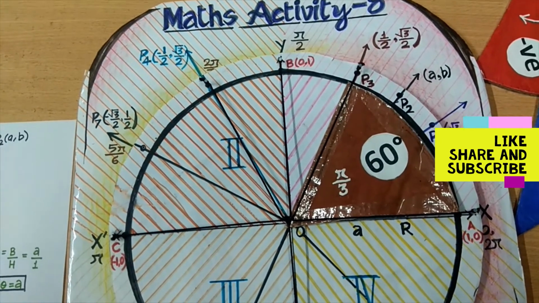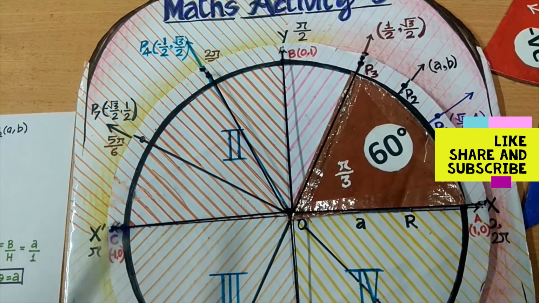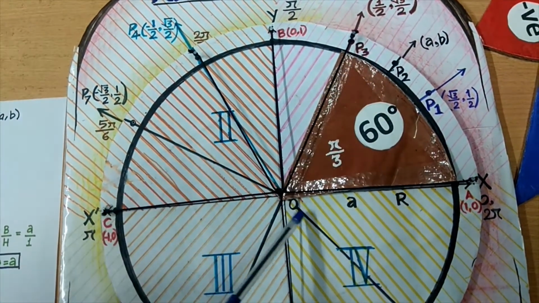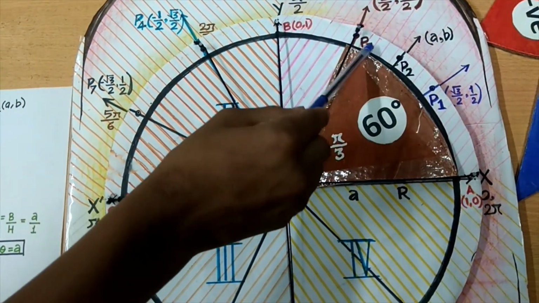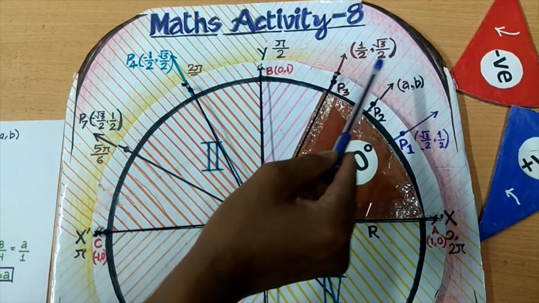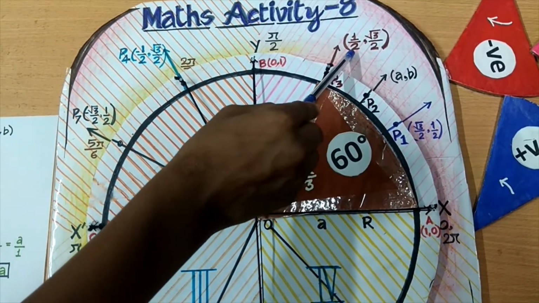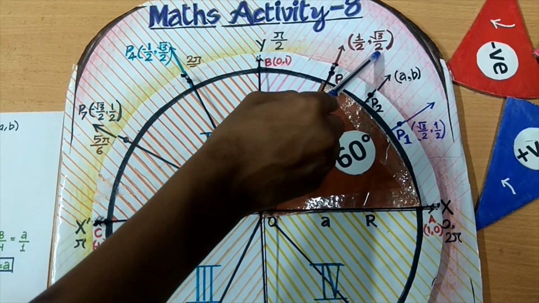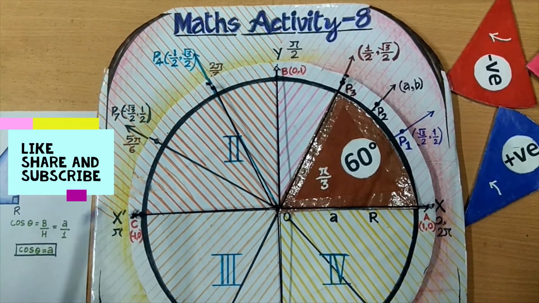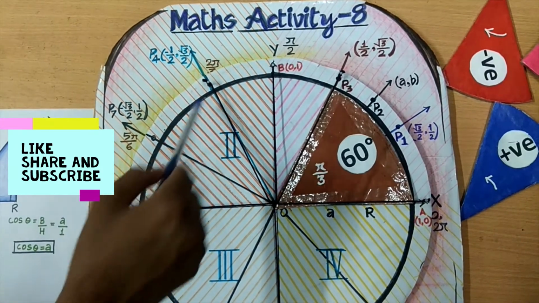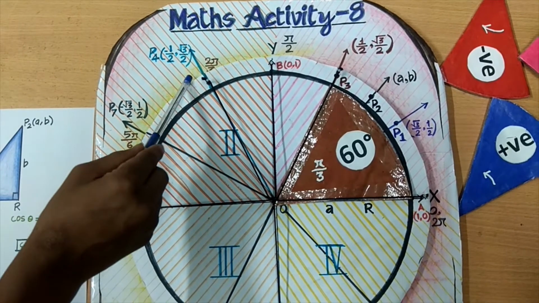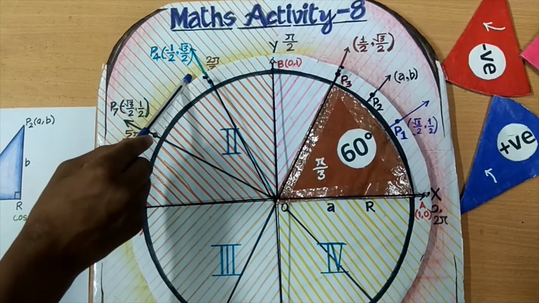Let's take another example. We will draw angle pi by 3 or 60 degree, which is angle P3OA. The coordinates of the point P3 will be 1 by 2 and under root 3 by 2, because cos pi by 3 is equal to 1 by 2 and sin pi by 3 is equal to under root 3 by 2. To find the value of sine or cosine function in the second quadrant, let's say 2 pi by 3 or 120 degree, we have to draw angle 2 pi by 3 on this unit circle.